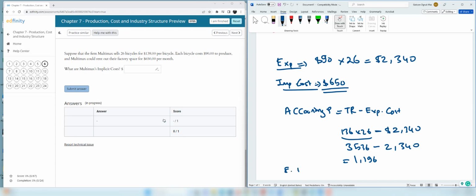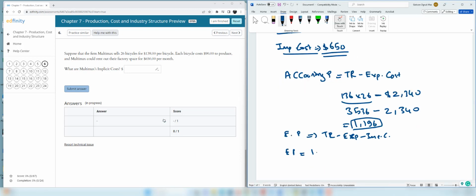How about economic profit? For economic profit, we need to subtract from total revenue both explicit costs and implicit costs. So we know that total revenue minus explicit cost is this much. So we need to subtract one more cost, which is implicit cost, to find the economic profit. In this case, the right answer is going to be economic profit 1,196 minus 650, which in this case is $546. So this is how we calculate explicit cost, implicit cost, accounting profit, and economic profit.